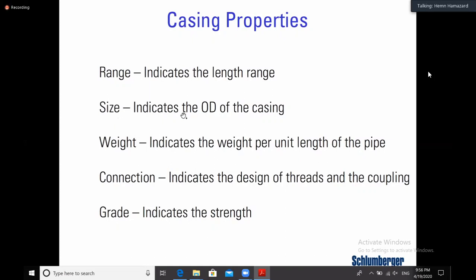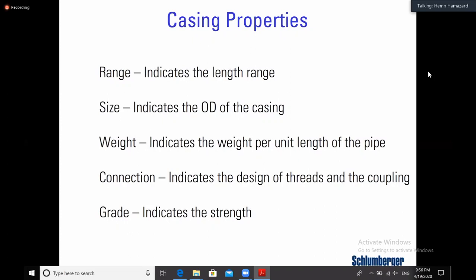The size. When I say 7-inch casing, maybe everybody can ask the question, what do you mean by 7-inch? Is that the ID of the casing or the OD? When we say 7-inch casing, we always mean the OD of the casing. Why? Because the OD stays the same, but the ID can vary. It depends on the casing wall thickness. There are some casings where the wall thickness is bigger or thicker. There are some thinner.